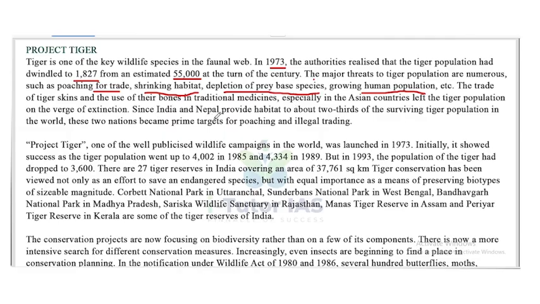Since India and Nepal provide habitat to about two-thirds of the surviving tiger population in the world, these two nations became prime targets for poaching and illegal trading. Project Tiger, one of the well-publicized wildlife campaigns in the world, was launched in 1973. Initially, it showed success as the tiger population went up to 4,002 in 1985 and 4,334 in 1989. But in 1993, the population of the tiger had dropped to 3,600. There are 27 tiger reserves in India covering an area of 37,761 square kilometers.